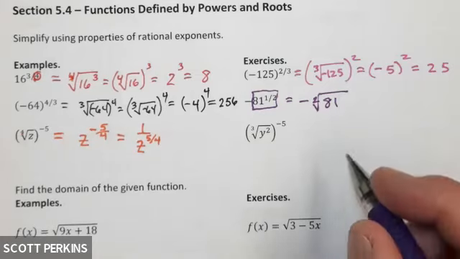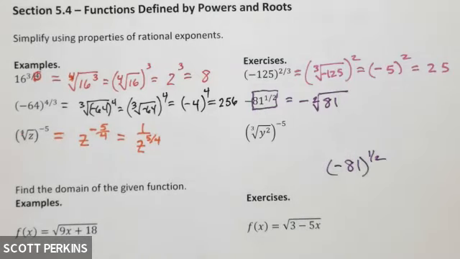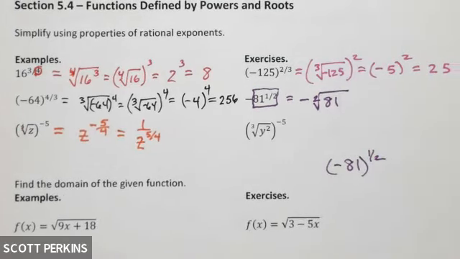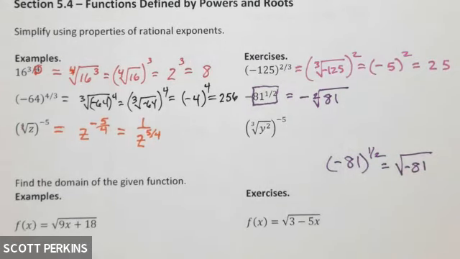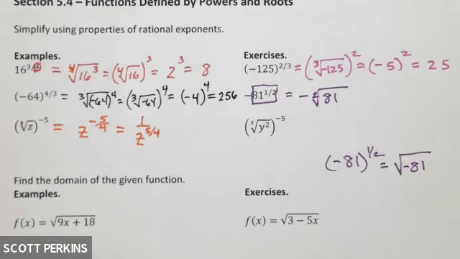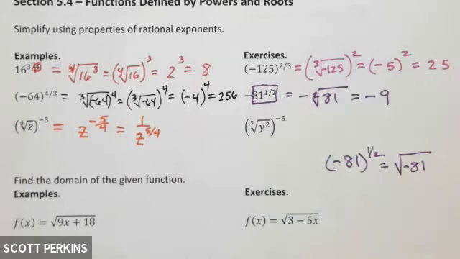It would be different if I had written negative 81 like this with parentheses. In that case, the 1/2 is applying to everything. And so what you would say is that's the square root of negative 81, and then we'd write that as 9i. We'd have a completely different answer. This one, the negative is outside, so the result is negative 9.